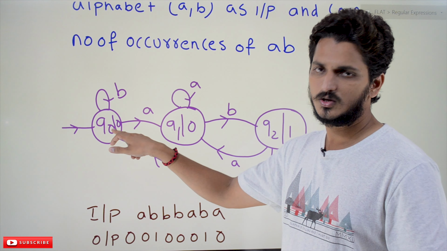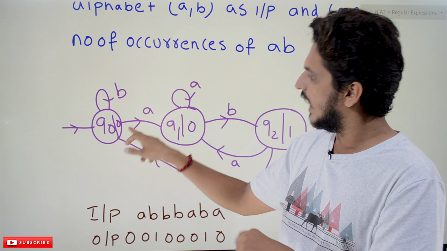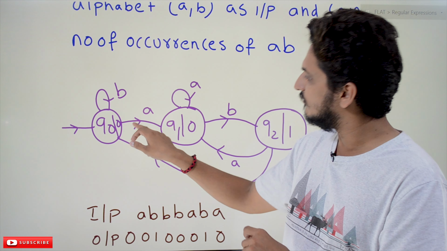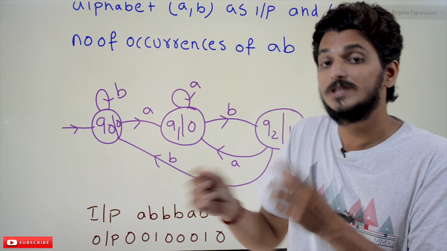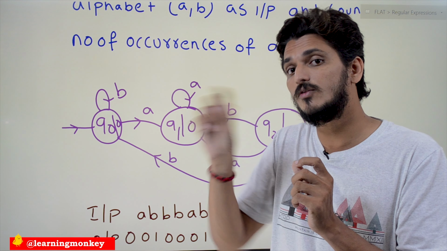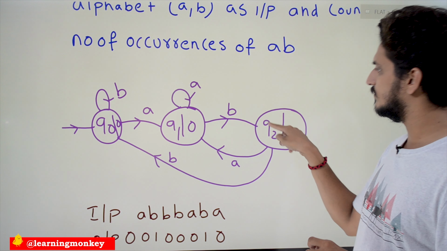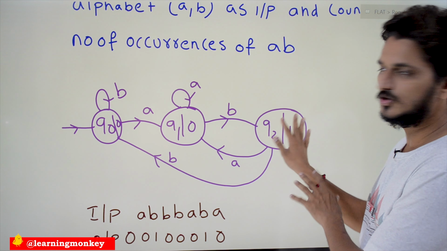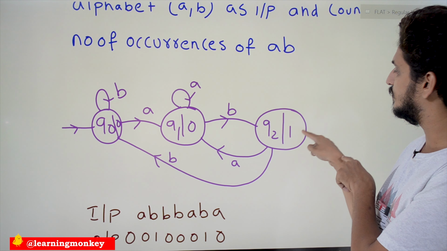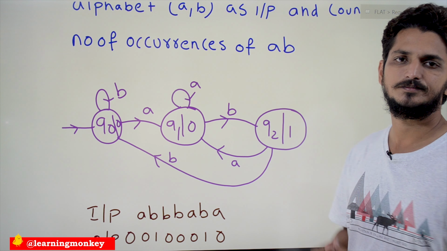On state Q0, we are starting from Q0. If you see input symbol B, we stay on Q0 and the output we display is 0. Whenever you see A, we are moving one step forward, means we have to identify occurrences of AB. On Q1, if you see input symbol B, we are moving to Q2. So whenever you are in Q2 state, you have to display 1. Means we have seen AB.